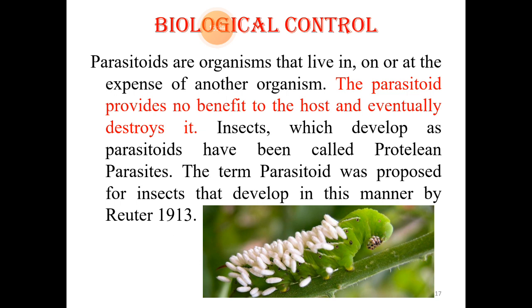Parasitoids are organisms that live on a parasite, and this parasite will live on the pest, which is the host. It provides no benefit to the host, that is to the pest, but destroys it. In this category, most insects are used and are called protelean parasites, and it was Reuter in 1913 who studied this particular concept.